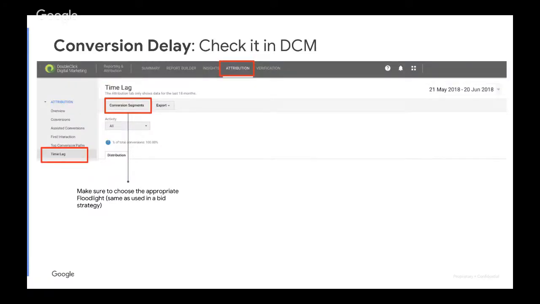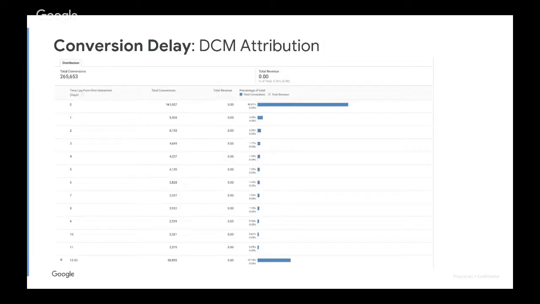How do you check for conversion delay? Well, we have a handy tool called DCM to help us with that. If you hover over the attribution section and then on the left-hand side, choose the time lag report, and then select the correct conversion segments. These segments would ideally be the same conversions as you are optimizing towards in DoubleClick Search. You will be greeted with this report here.